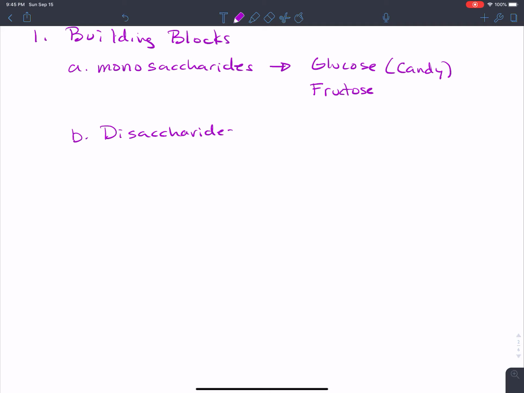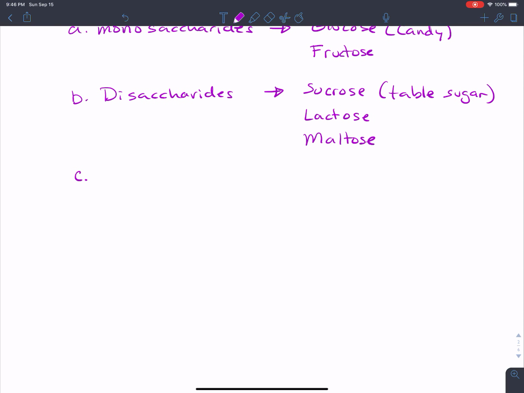Disaccharides are more complex. They're made up of two monosaccharides hooked together. An example, of course, would include sucrose, which is common table sugar, just regular sugar that you put on your cereal. There's also others like lactose found in milk, maltose. And then the last type of carbohydrate are called polysaccharides. Polysaccharide actually means many.